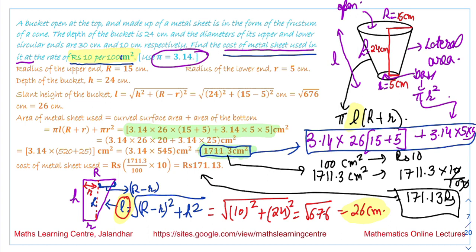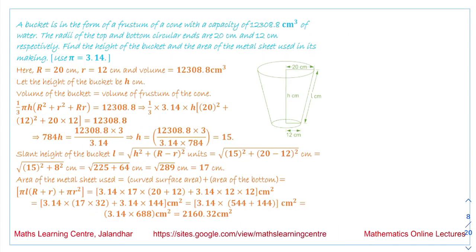Now next we have a bucket in the form of a frustum of a cone. The capacity of this bucket is given as 12308.8 centimeter cube of water. The radii of the top and bottom ends are given to be 20 and 12 centimeter respectively. Find the height of the bucket and the area of the metal sheet used in its making. Suppose the height is h centimeter. So we have to calculate the value of h and L basically.